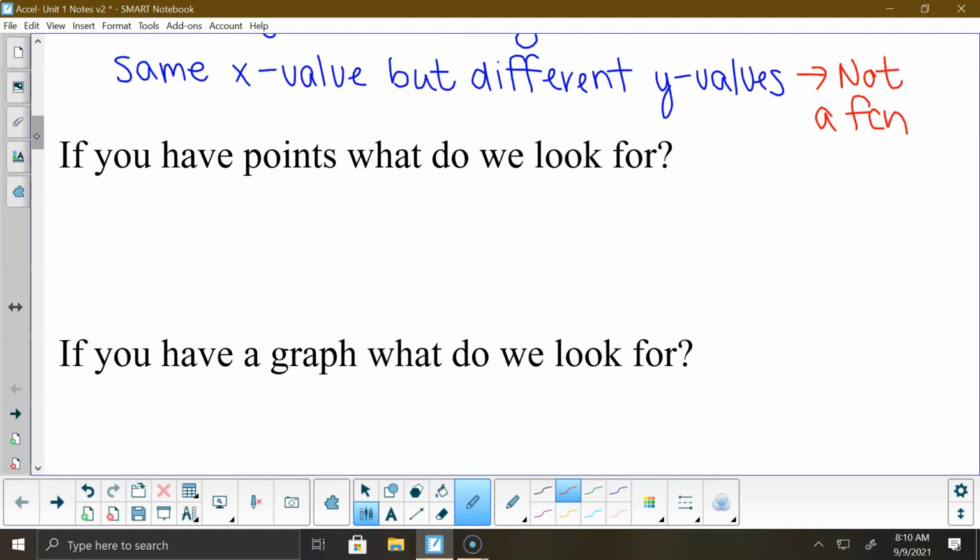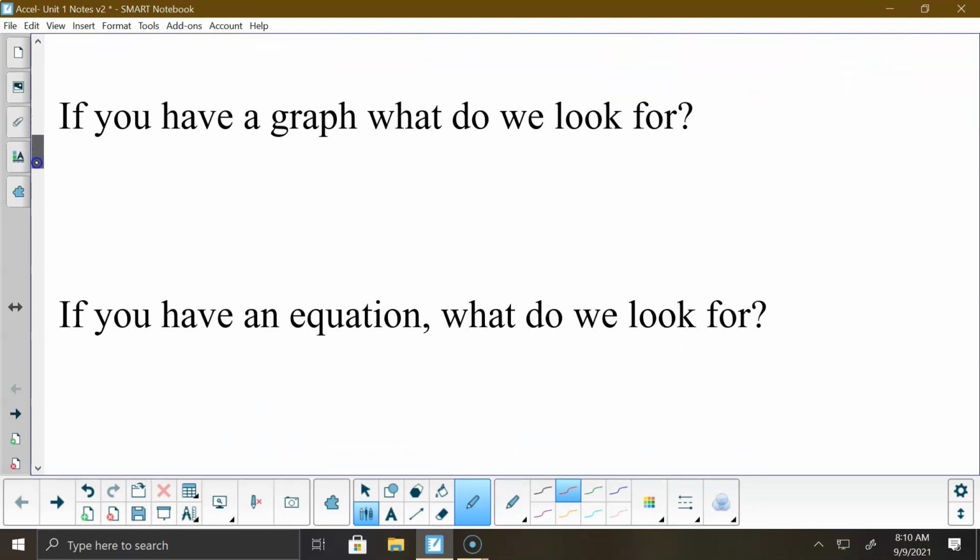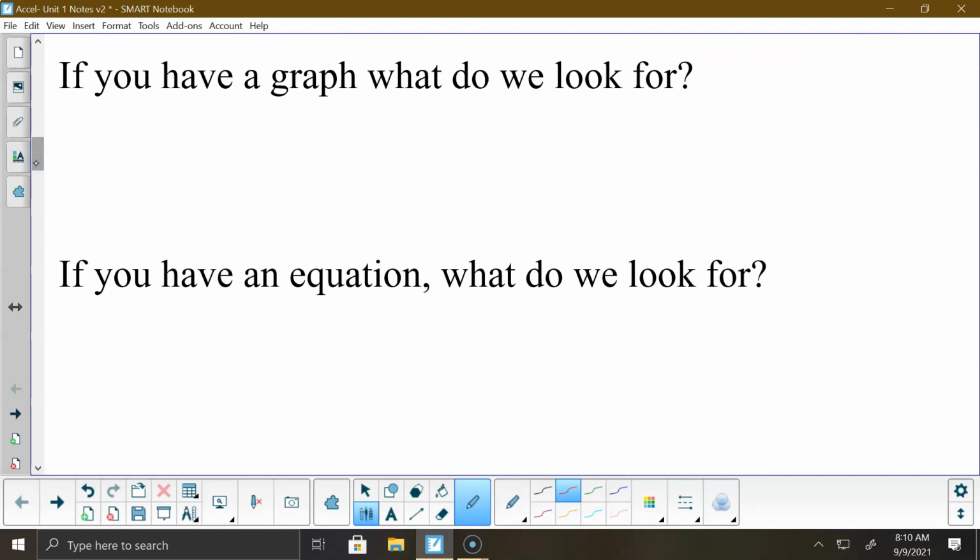So would that still apply if we had points? Yeah, because the points are just the same data points on a table. Okay. What about a graph? Nothing else really changes. So the easiest way to do stuff on a graph is using what's called the vertical line test. Okay?